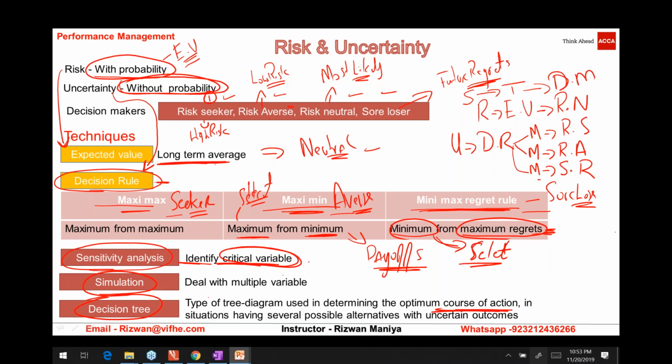Sensitivity identifies the most critical variable, but it assumes one variable will change, which is wrong. It is a very tough assumption actually. Multiple variables can change at the same time. So simulation is what? Simulation assumes that multiple variable changes will occur.